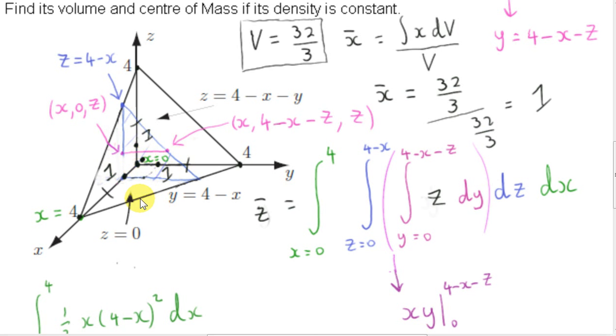So the center of mass is somewhere about here. So we go a distance 1 here, and we go up a distance 1. So the coordinates of the center of mass are 1, 1, 1.